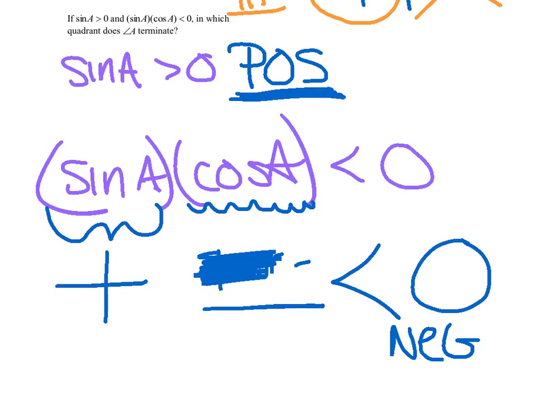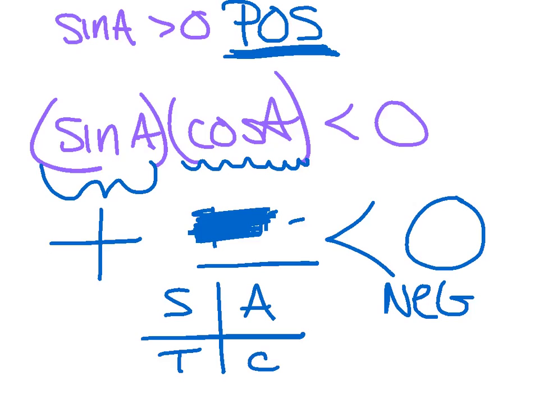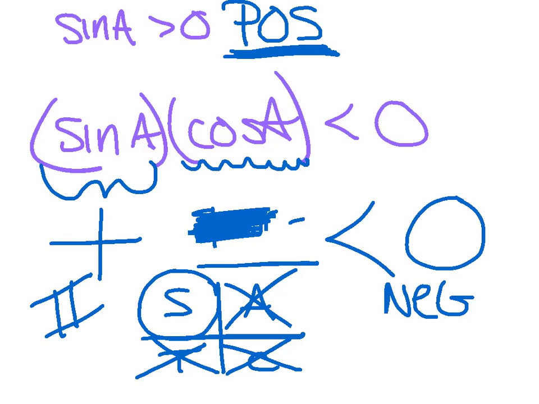Now, that doesn't quite answer the question yet. I need to figure out what quadrant I lie in. So all students tip cows. I know sine is positive, so I can kill these two. I'm where the S and the A are. And I know cosine, we just said, had to be a negative. So I can't be where they're all positive. That leaves me in quadrant 2.